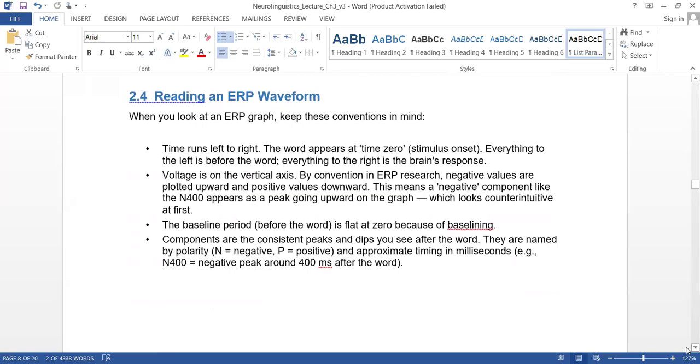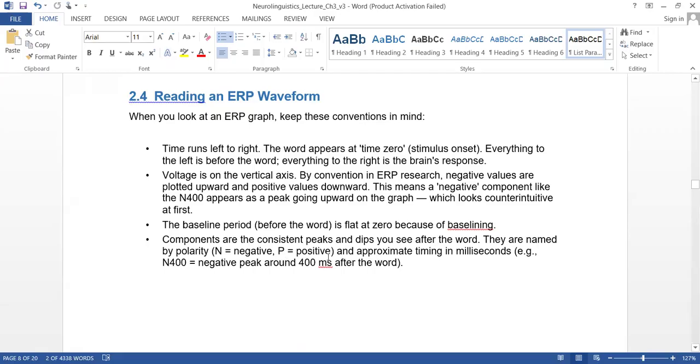Voltage is on the vertical axis. By convention in ERP research, negative values are plotted upward and positive values downward. Now, this you really need to understand. Usually it comes to mind that anything negative should be downward and anything positive should be upward, but it's the other way around when it comes to ERP conventions, right? The baseline period before the word is flat at zero because of baselining, or we have already subtracted that.